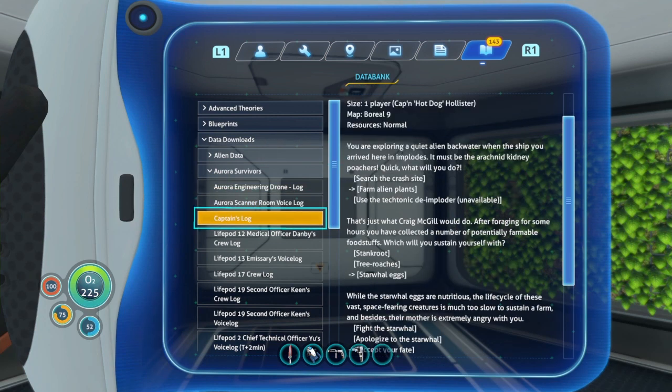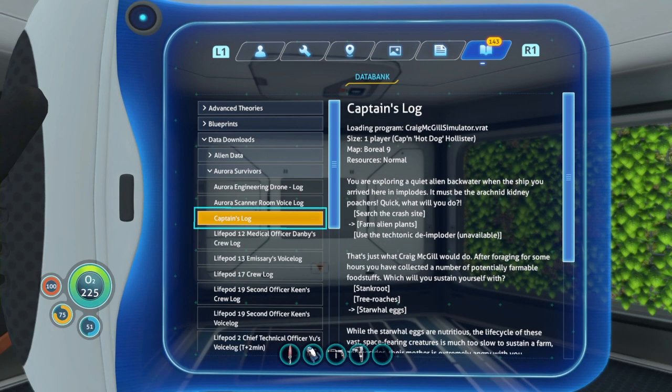Captain's logs. Oh, scratch that, I actually got to read this. Alright, I don't mind that. Loading program.